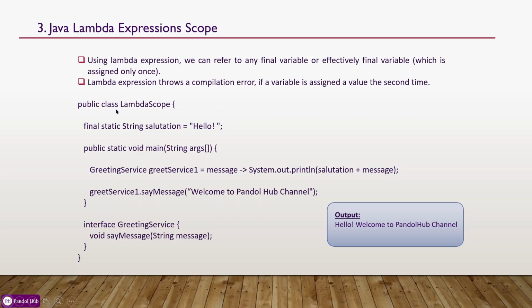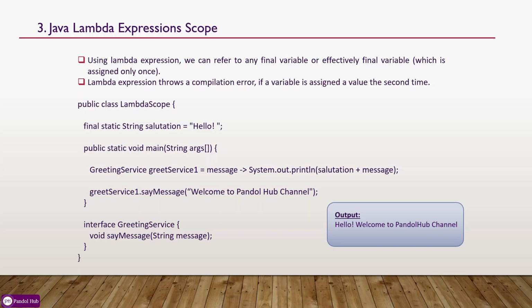So let's consider this program. I have a class called lambda scope. Here I have a final static string whose value is hello, and I have a main method. Here I have a functional interface which has an abstract method called say message. It takes a string parameter as an input, and here I have the definition of this abstract method using the lambda function. The input parameter is message, and I have the arrow token and the body expression, which is just going to print the message appended to the final static string which I have declared here. So the output will be like, hello, welcome to Pandul Hub channel.